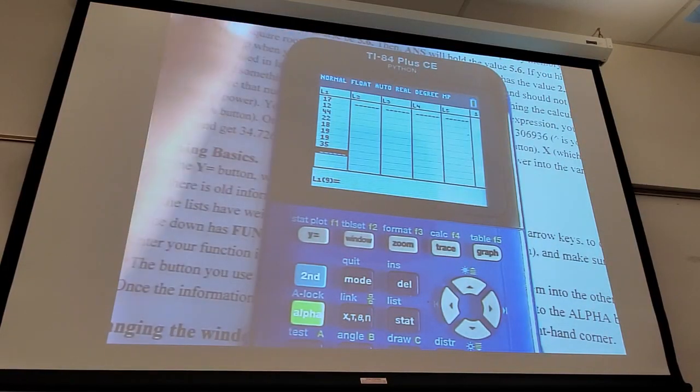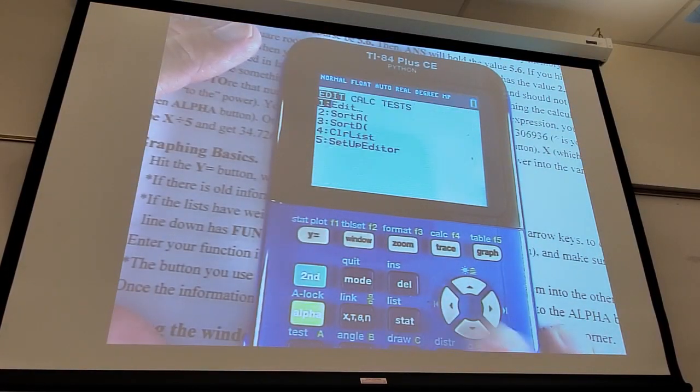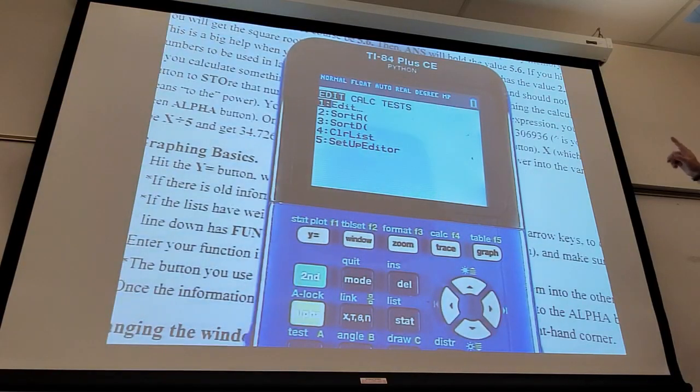So now watch this. If I go stat, sort. Now what do you think the difference is between the two sorts?